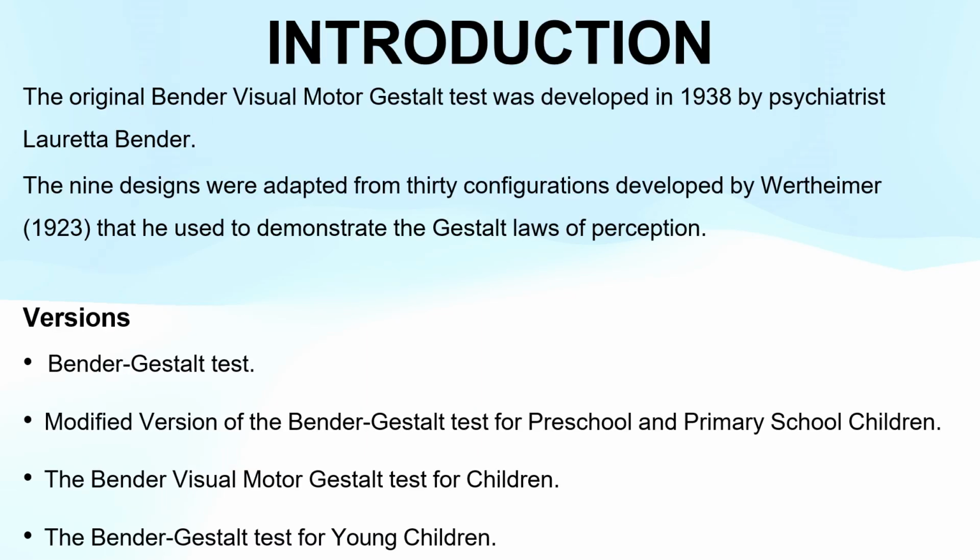Introduction. The original Bender Visual-Motor Gestalt Test was developed in 1938 by psychiatrist Laurent Bender. The 9 designs were adapted from 30 configurations that he used to demonstrate the Gestalt laws of perception. Now there are basically 4 versions: the BGT, modified version of the BGT for preschool and primary school children, the BGT test for children, and the BGT test for young children. So these are 4 different versions of it. We will today study the most common BGT version.